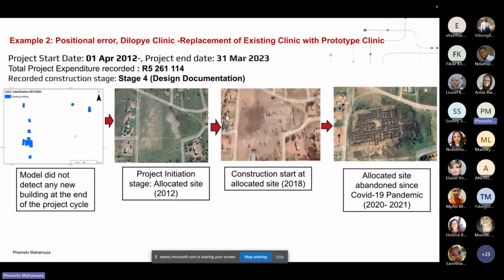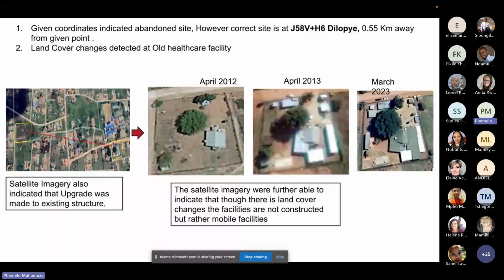So then going back to the positional accuracy, we decided to say, hey, we can't just rely on the model and satellite imagery. Let's also do Google searches. Let's see, if we plug in the name of this healthcare facility, which coordinate will it give us? In this case, we saw that the recorded coordinate on the report is a totally different location from where the actual healthcare facility is. But furthermore, we also saw that, yes, if we look here in 2012, this is where the actual healthcare facility is, in 2012, when the project was set to begin.